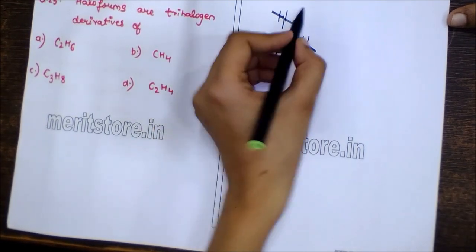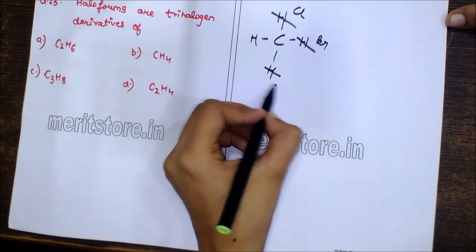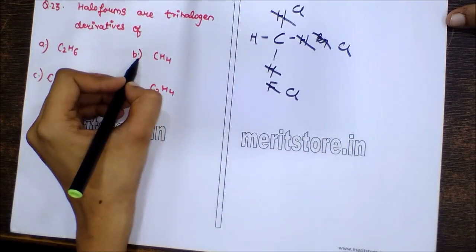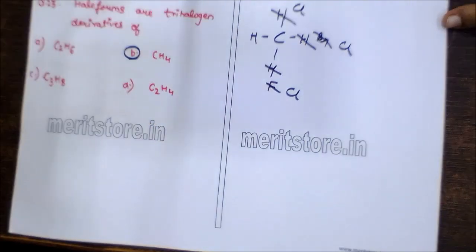So either all these three can be replaced by three different halogens or by the same halogen, but they are derivatives of CH4. Option B is my correct answer.